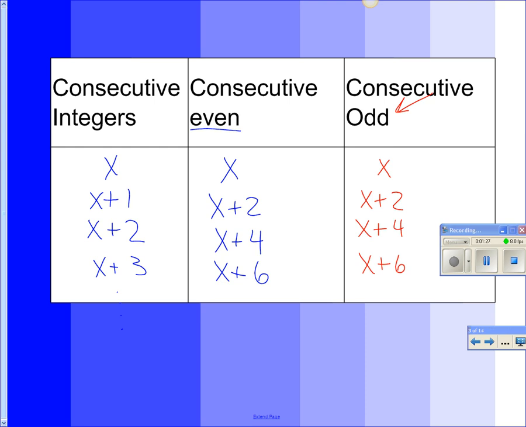Because give me, somebody pick an odd number. 7. What's the next odd number? 9. How do you go from 7 to 9? You plus 2. So even for odd, you've got to add 2. To get from even to odd, you're going to add 2 for either one. Okay?